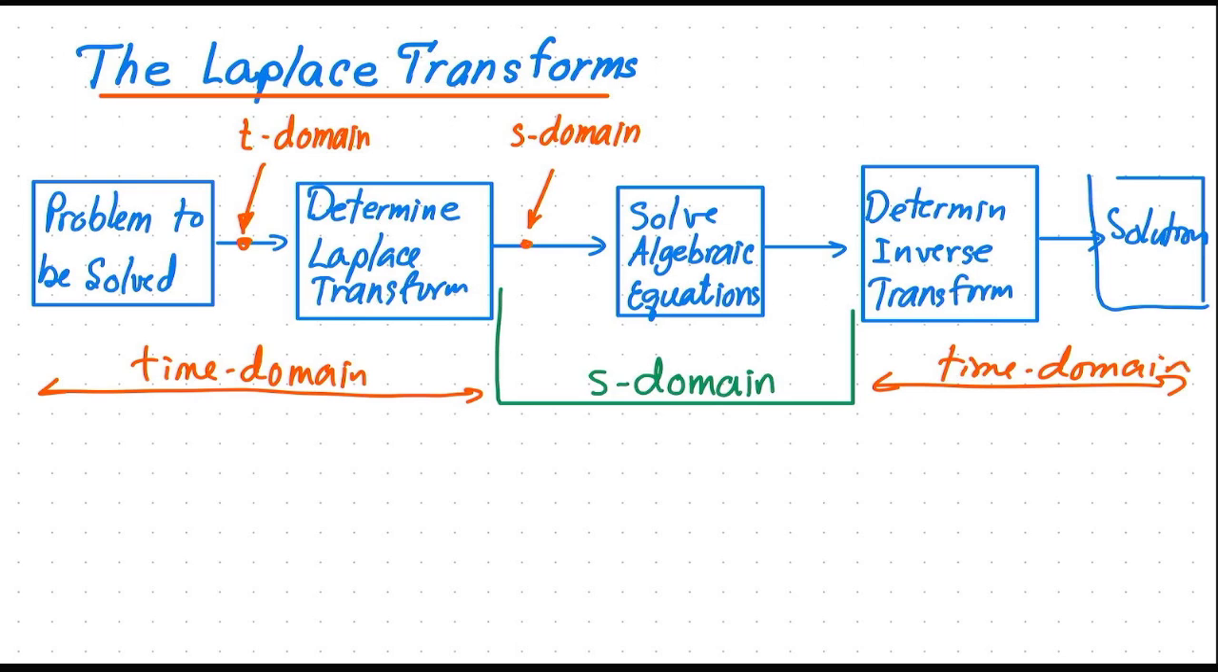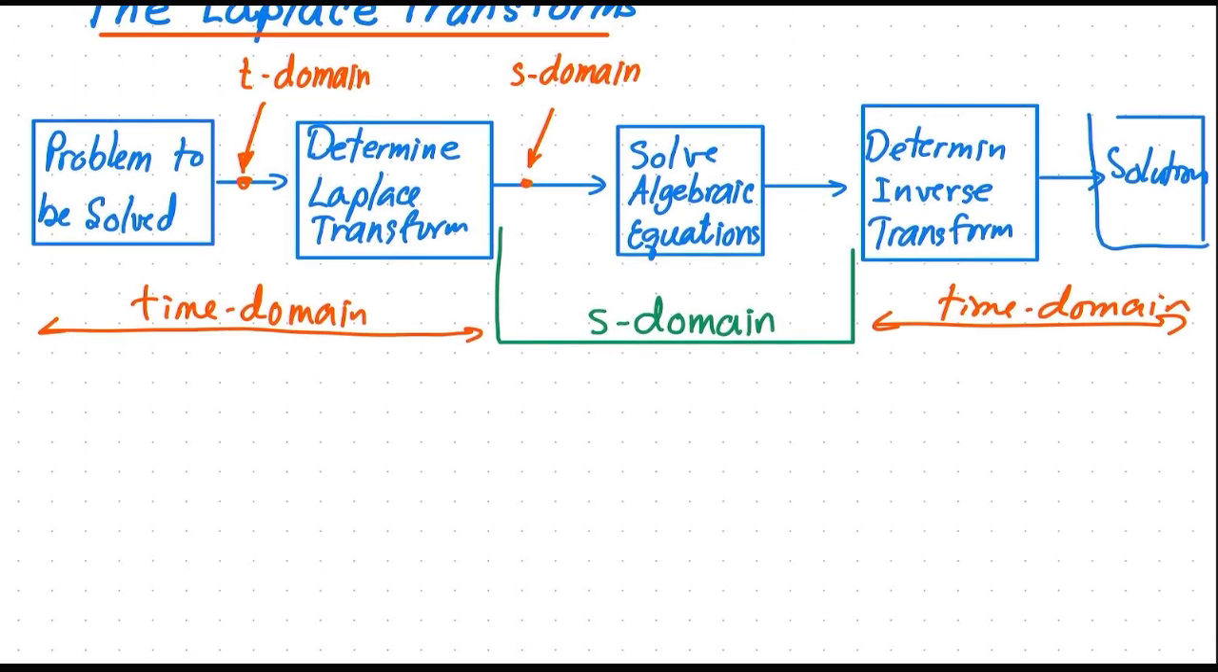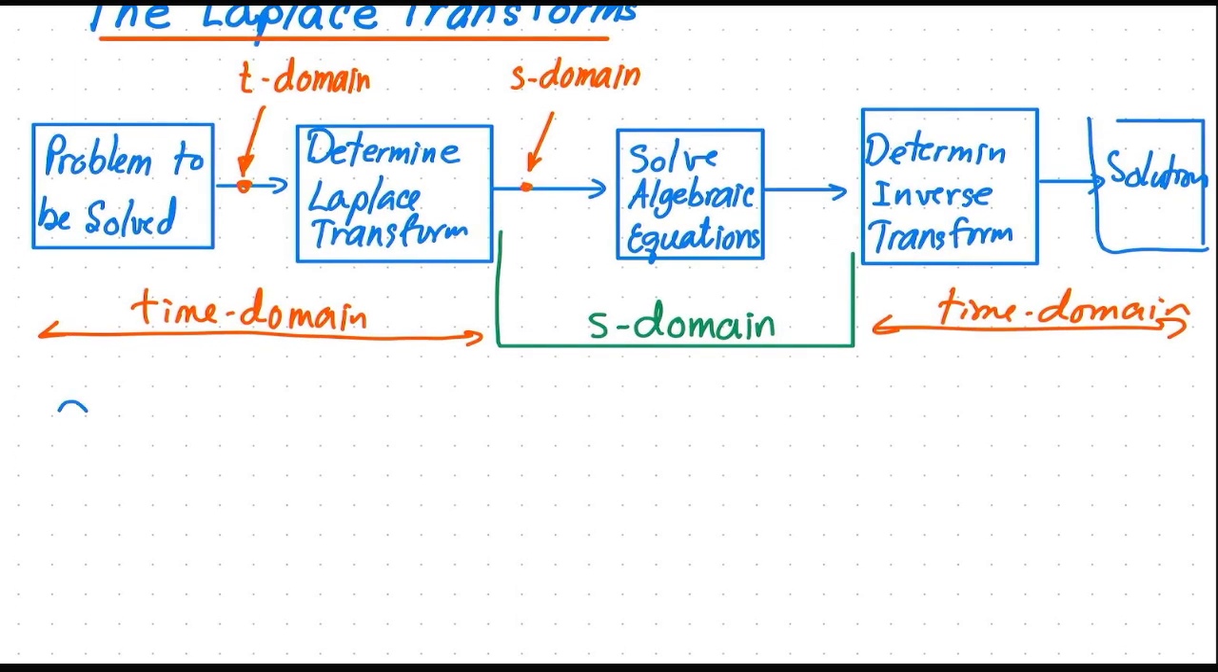Now, the question is, how do we convert? How do we do this? We know that it should be easy. I trust you that it's going to be easier. But the question is, how do I find the S domain? How do I transform a signal from the time domain into the S domain? We're going to be using what's called a Laplace transform. So let's look at the definition of the Laplace transform.